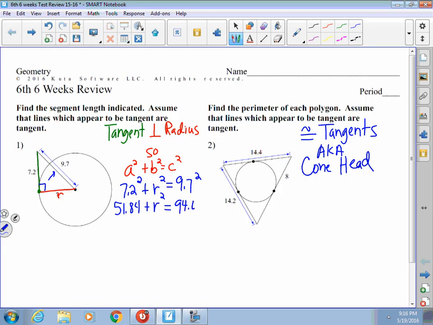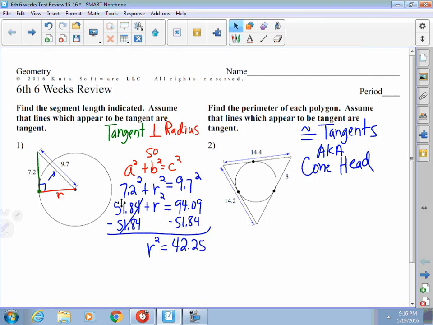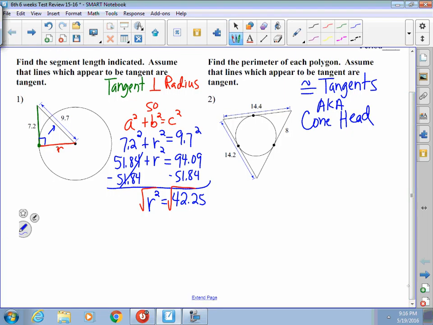So our 7.2 squared is 51.84 plus our radius squared, r squared, equals, and when we do 9.7 squared, we get 94.09. And now we need to solve for r, so we're going to have to subtract the 51.84 to get the radius squared by itself. And when I subtract that, we get 42.25. And then to solve for r, we're now going to need you to take the square root of both sides. So now, let me scroll up a little bit. Our radius, which is what we're trying to find, is equal to 6.5. And that's our answer.